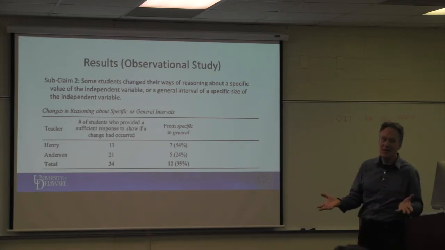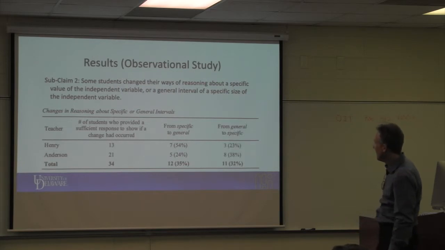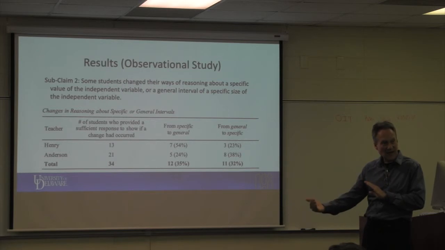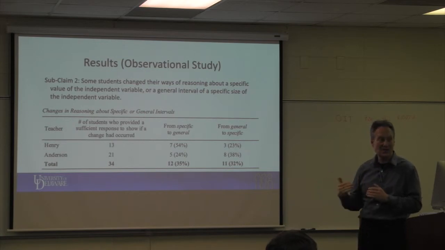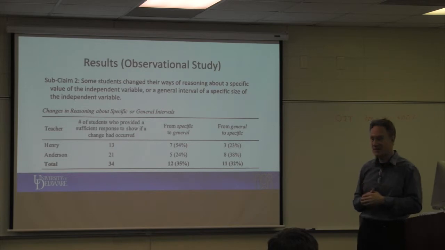But then again, there were some students who went the other way around. In Henry's class, there was a smaller group that went the other way, but for Anderson's class, there are actually more students who went the other way. So we saw it as a distinction between the two classes, versus the other finding, where the same kind of effect happened for both classes.